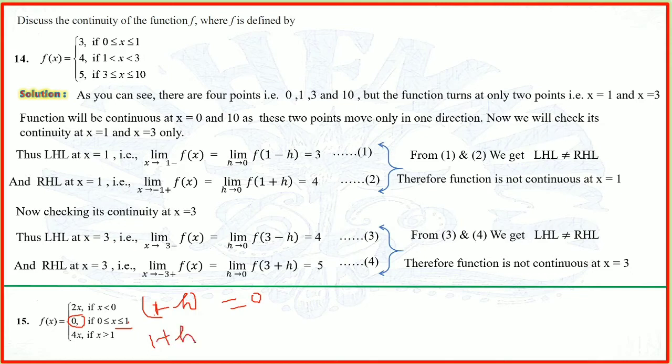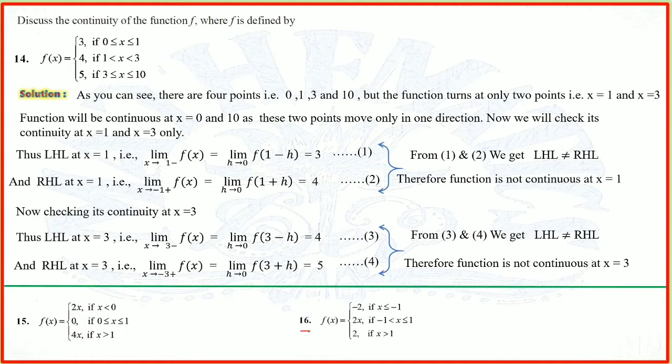And when you take, at last, the right hand limit at 1, it should be 1 plus h. When you take the right hand limit, the function will be 4x, so you will put 4 into 1 plus h, then find the limit as h tends to 0, and then you can easily find out at what point it is continuous and at what point it is discontinuous. So very simple, you can attempt it.